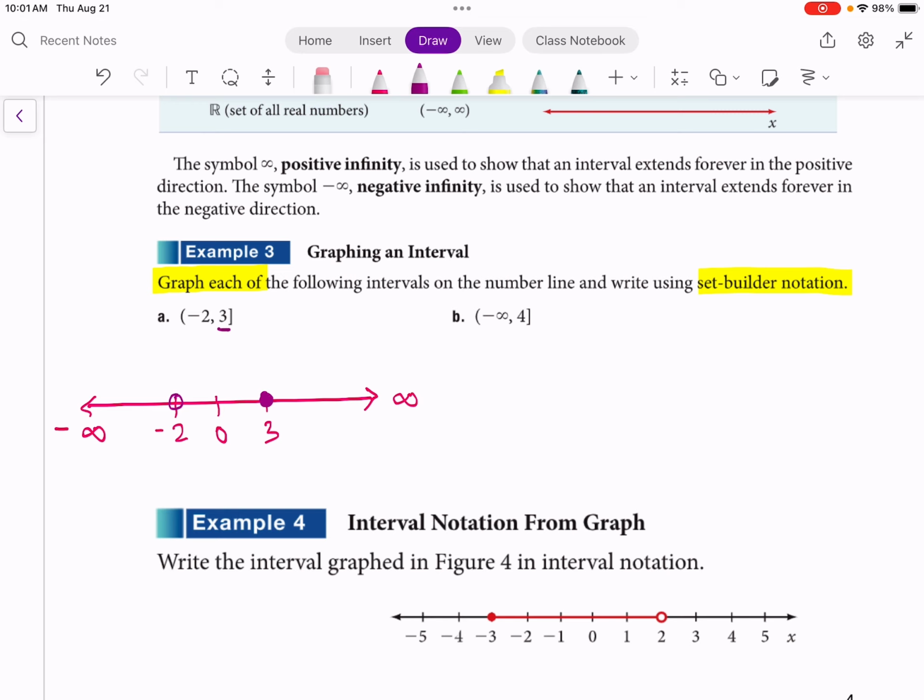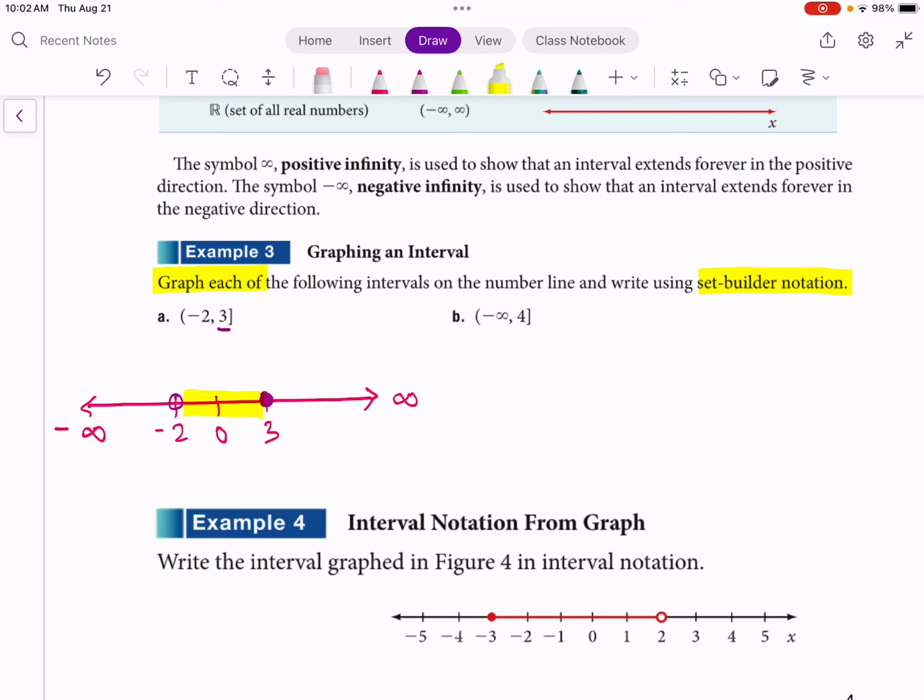Now, what part do we need to shade? This interval notation consists of every number greater than negative 2 and less than or equal to 3. So what part of this number line is our set? Everything from negative 2 to positive 3. So this is the graph for our interval. Do you have any questions?